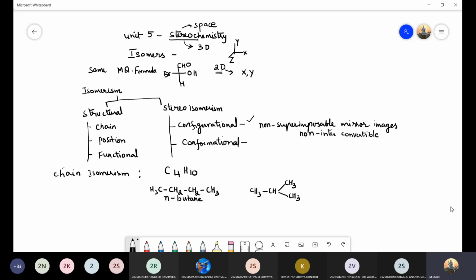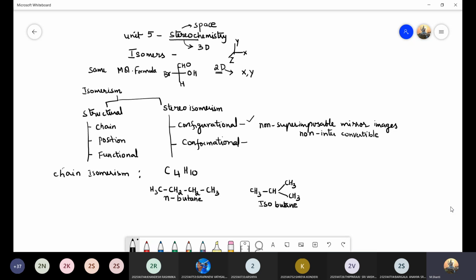How many chain isomers are possible for the molecular formula C4H10? Only 2 or more than 2? Only 2 isomers are possible. The second one is called isobutane. Why is it called isobutane? Because here you have the iso arrangement, in the branched form. One of the methyl substituents is in the branching, therefore this is called iso. Is it clear, girls? Yes, ma'am.